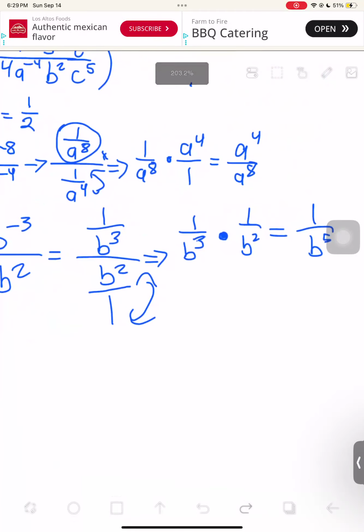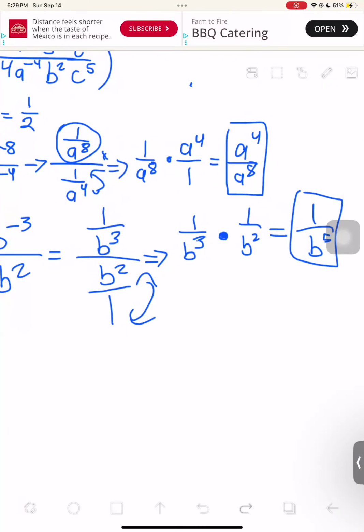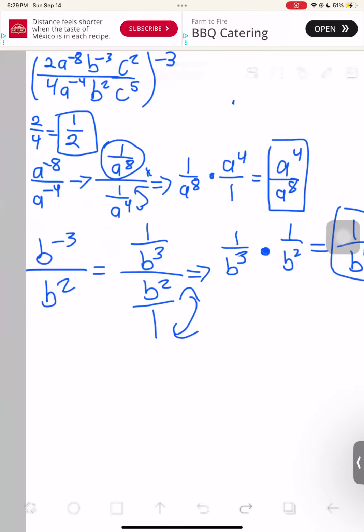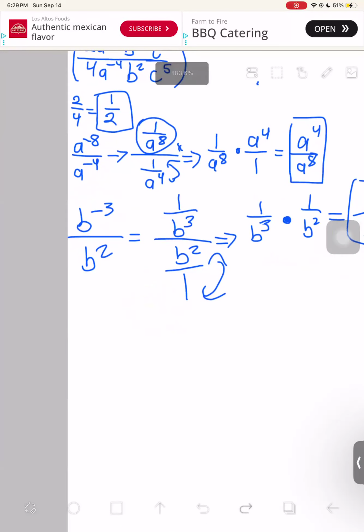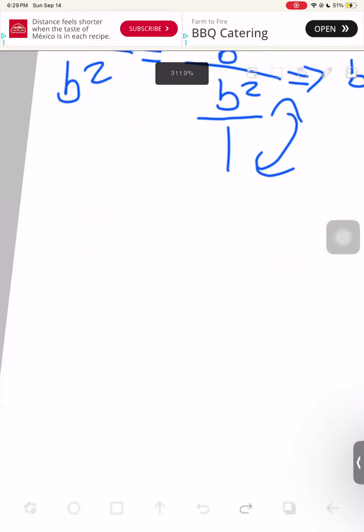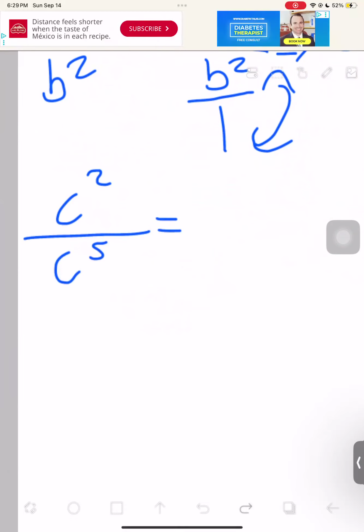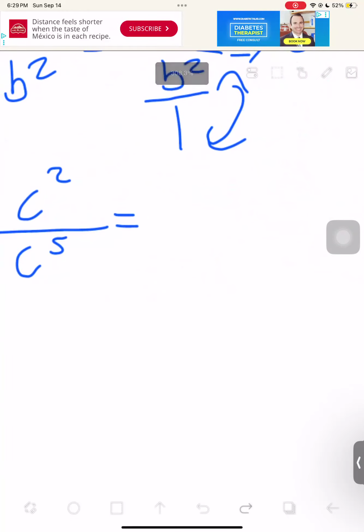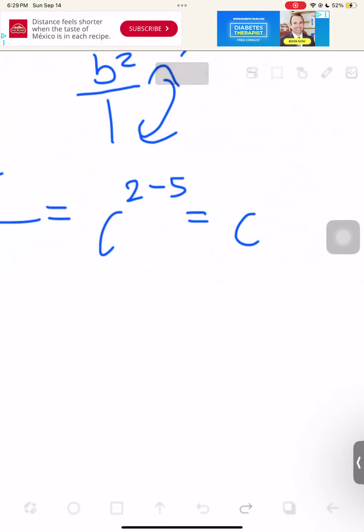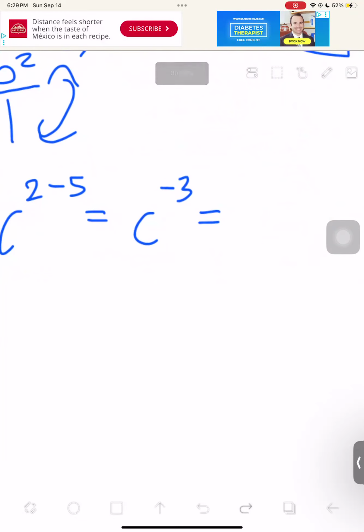Now we have this portion ready, we have this portion ready, and we have this portion. And then last but not least, we have c. C to the power of 2 over c to the power of 5 is equal to, well, we just have to subtract. 2 minus 5 is negative 3, and that is the same thing as 1 over c to the power of 3.